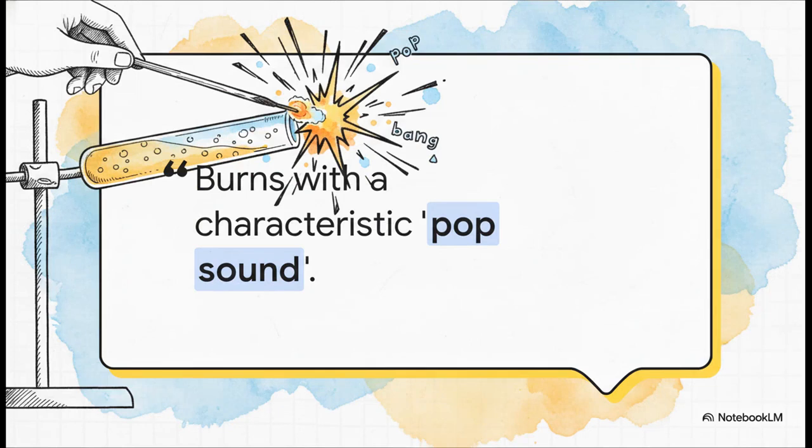And you know what's really cool? There's a classic test for it in the lab. If you think you've made hydrogen, you just take a lit match or splint and put it near the opening of the test tube. If it's there, you get this really satisfying sharp pop sound. It's basically a tiny explosion as the hydrogen and oxygen react. That pop, that's hydrogen's signature move.